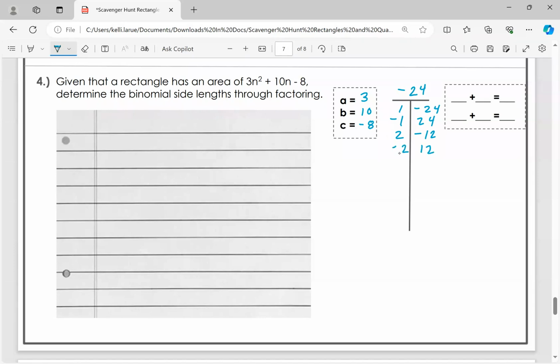And I paused for a minute because I have found my factors of a times c that add to b. So I'm going to have negative 2 plus positive 12, that equals positive 10. And we also know that negative 2n plus 12n would equal 10n. And so we're going to use this fact to rewrite the b term.